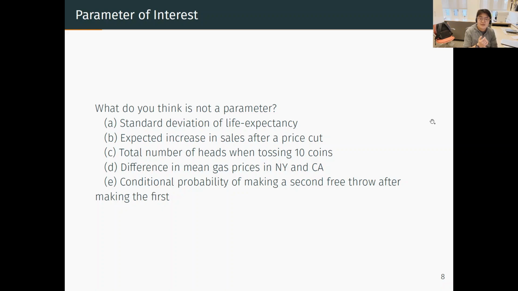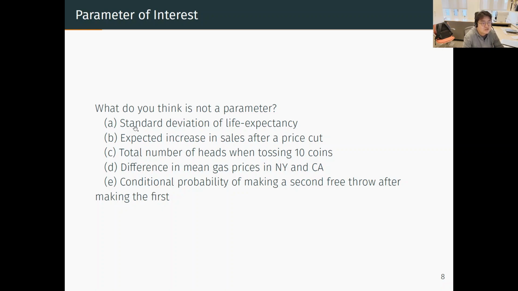Okay, now then, let's think about a parameter more carefully. So you can imagine different types of estimation problem. So then I will ask a seemingly weird question. What is not a parameter?